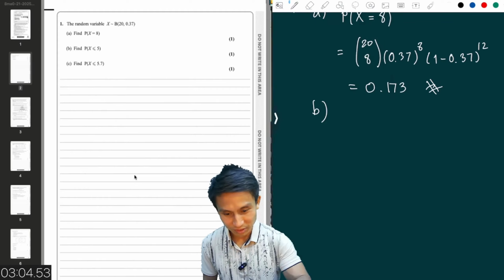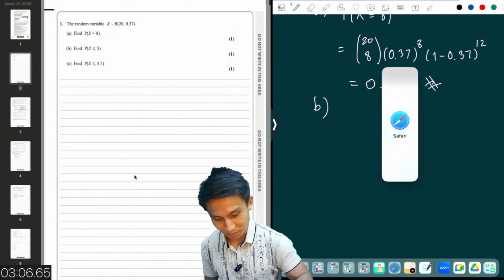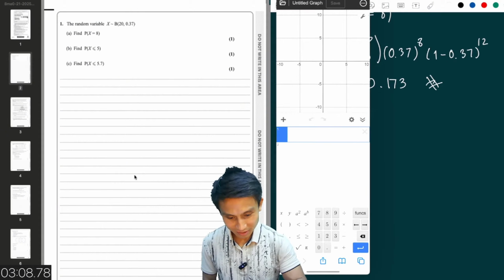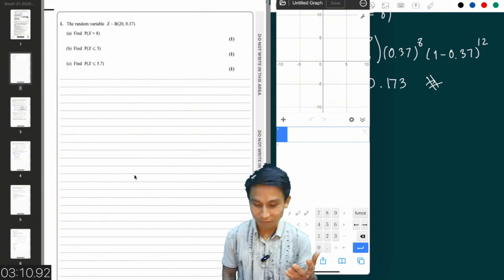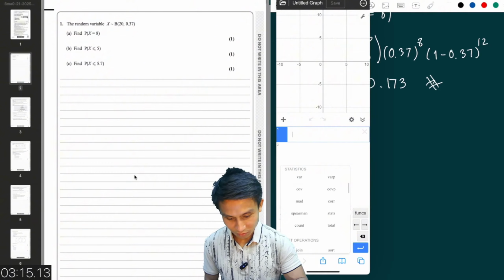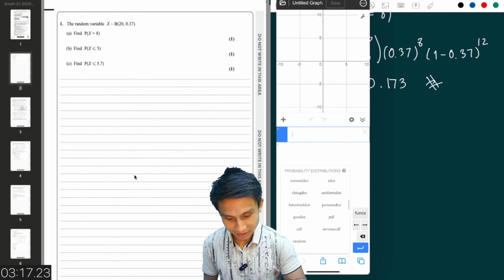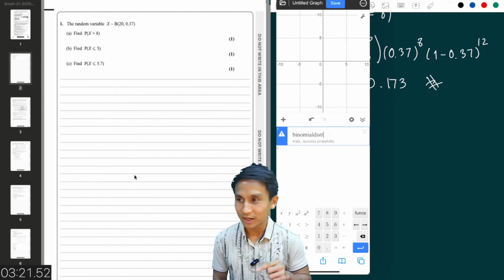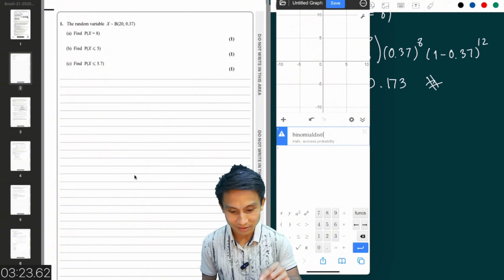So I'm going to use a Desmos calculator, which I already prepared here. In a Desmos calculator, if you don't have a graphing calculator with you, you can just do function here and go down to probability distribution, right? And then binomial distribution here. And then they're going to ask you to put trials and success probability.